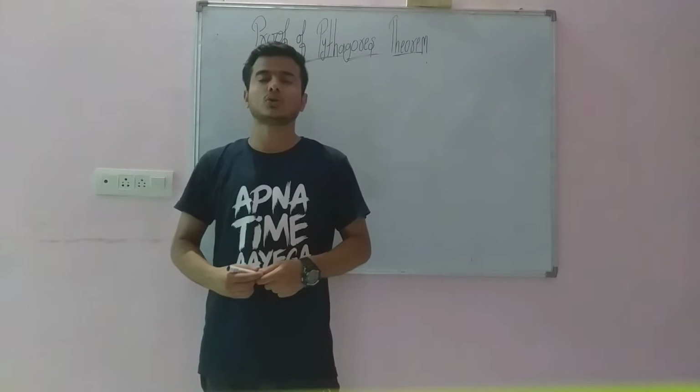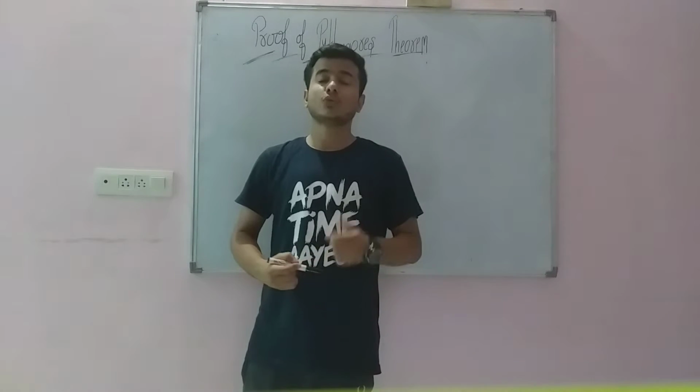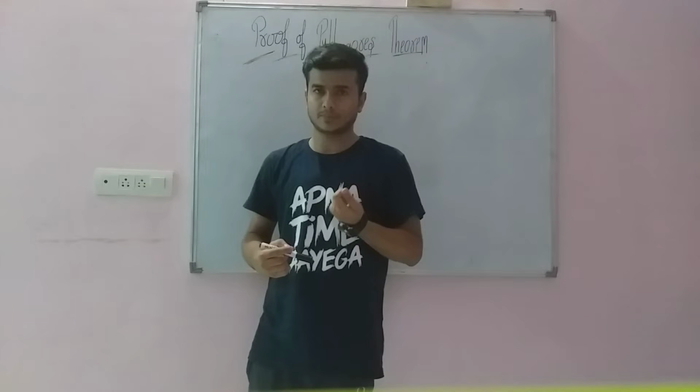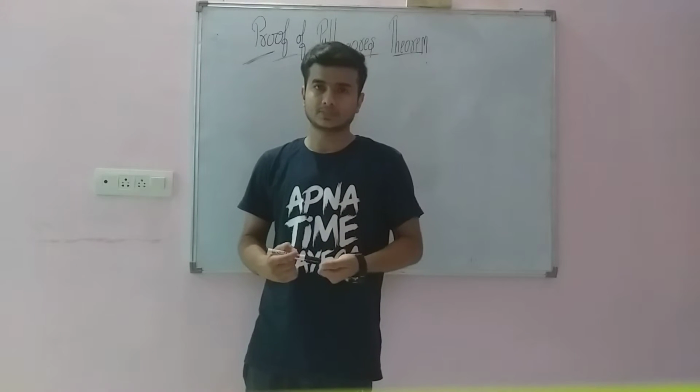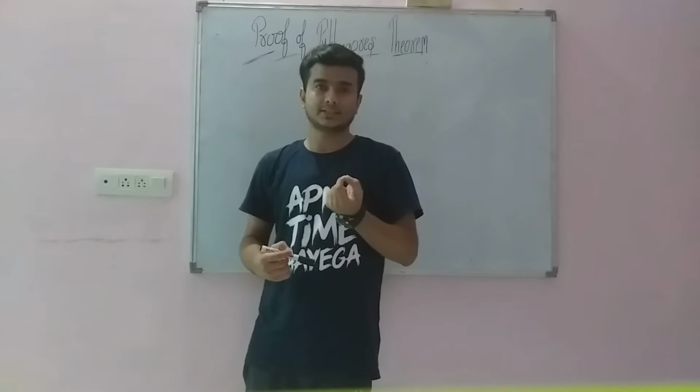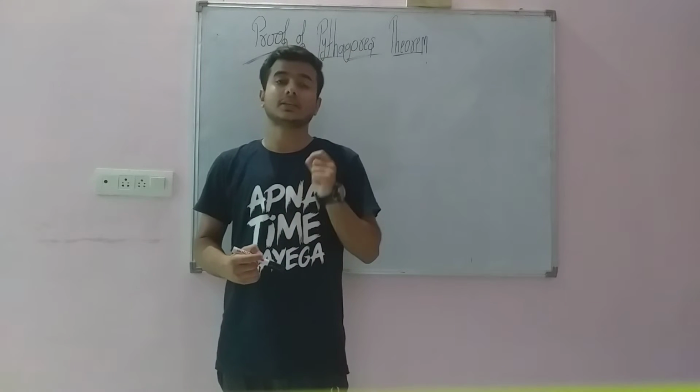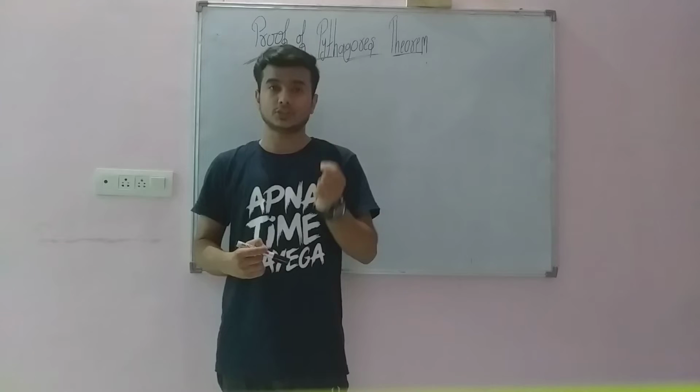Today we are discussing the proof of Pythagoras theorem. Before starting the proof, let us take a quick look at the Pythagoras statement. What does the Pythagoras statement tell us? Actually, it tells us that in a right angle triangle, the square of the hypotenuse is equal to the sum of the squares of the other two sides.